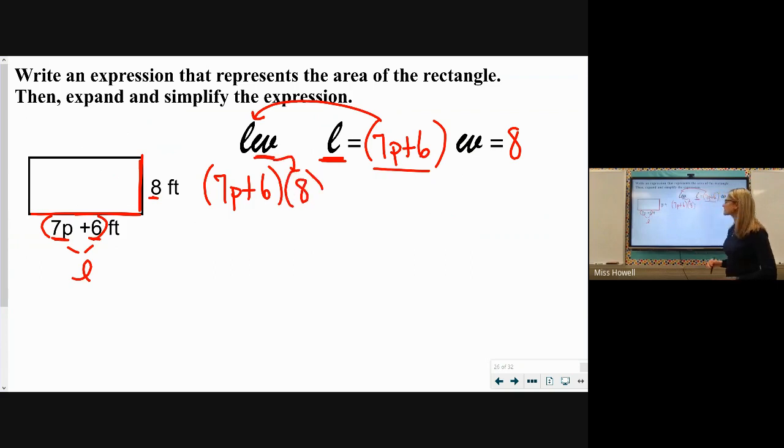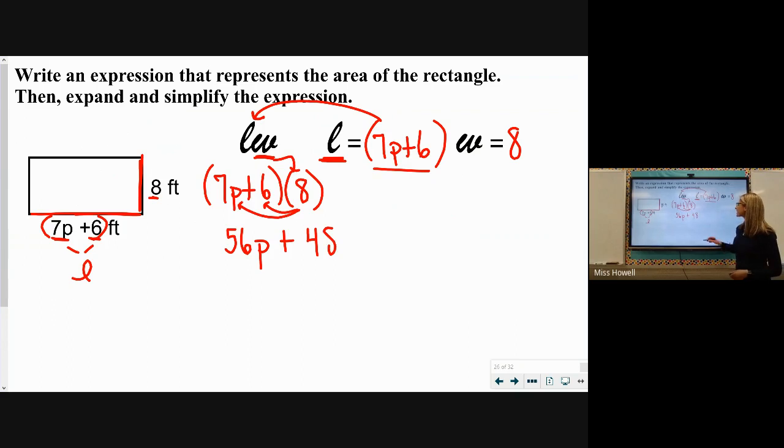Now, I like to use parentheses for these problems because it helps me see that this is an expand using our distributive property problem. All right, we want to get this expression in its most basic simplified version to represent the area. So we take that 8 times and share it. So this 8 goes to the 7p, and it's going to go to the 6, positive 6. So 8 times 7p would just give us a 56p, plus 8 times 6 would give us a new total of 48.